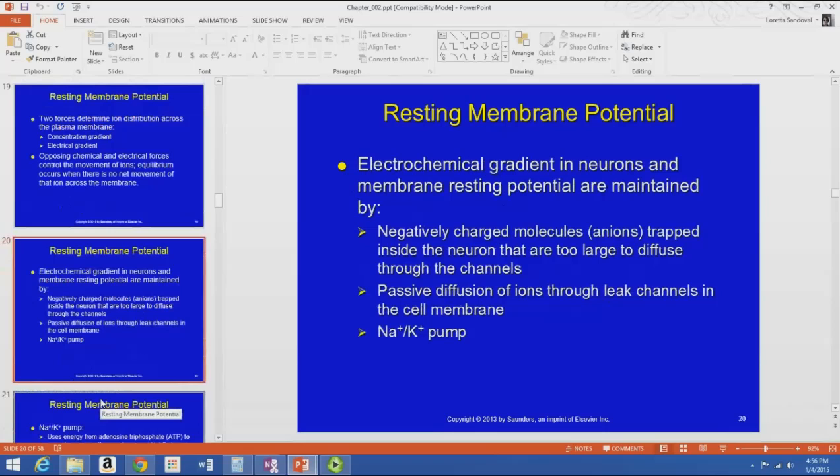Okay, so we talked about this in the last section: the electrical chemical gradient in neurons and the resting potential of the membrane are maintained by those big fat anions, negatively charged molecules trapped inside the neuron. They're too big to go out through the holes, basically. You get passive diffusion of ions through the leak channels. That helps maintain the gradient. And then there's the sodium-potassium pump that takes ATP to run. It takes 2 sodium out and 1 potassium in for every molecule of ATP that it uses.